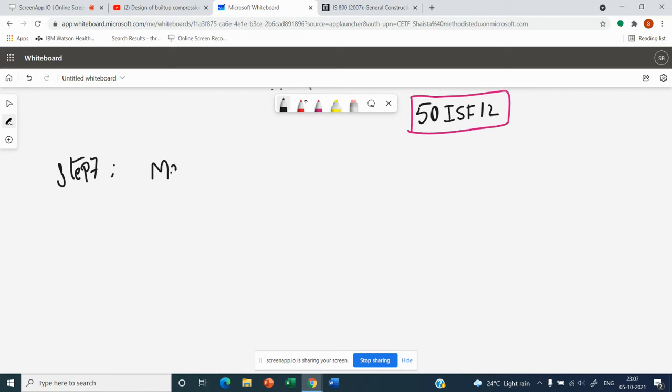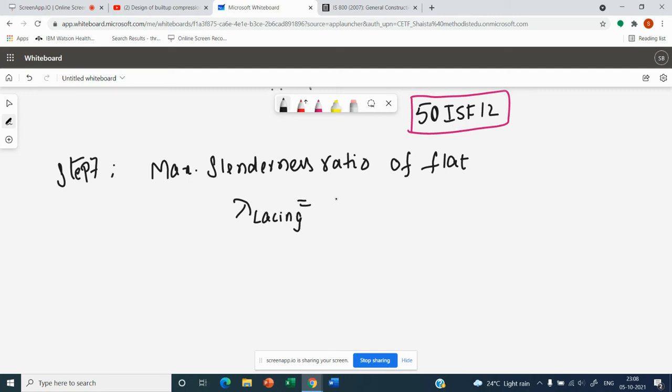maximum slenderness ratio of the lacing system. Okay, so your lacing system is not angles, it's not tubes, it is flats. So we are finding out the slenderness ratio of the lacing using the formula given in the code, that is effective length into root 12 by T. So effective length was 401.63 into root 12. By coincidence, thickness is also 12.